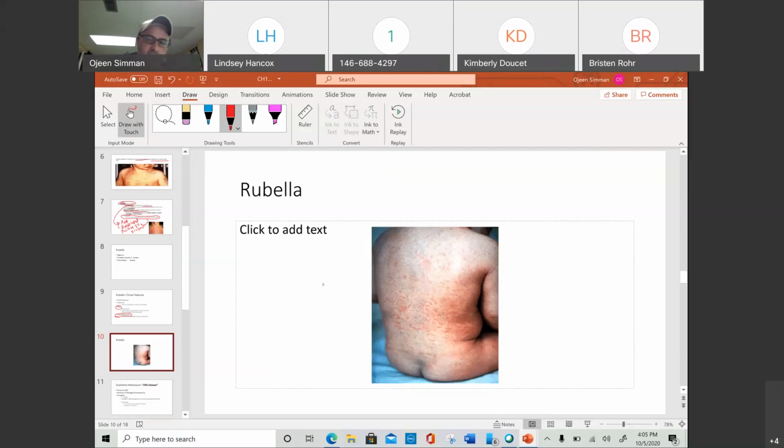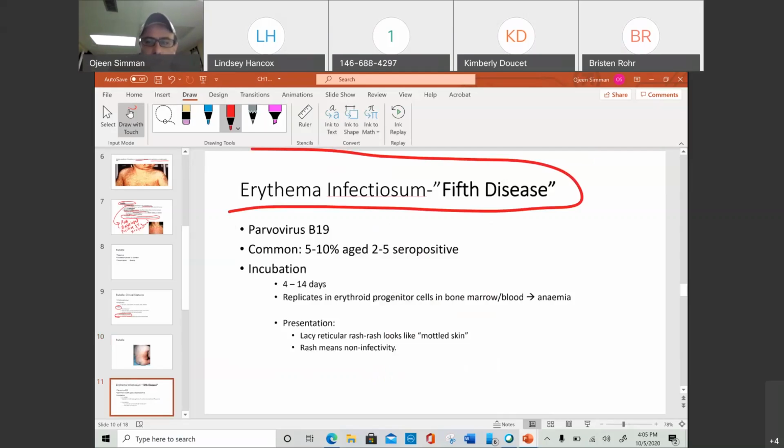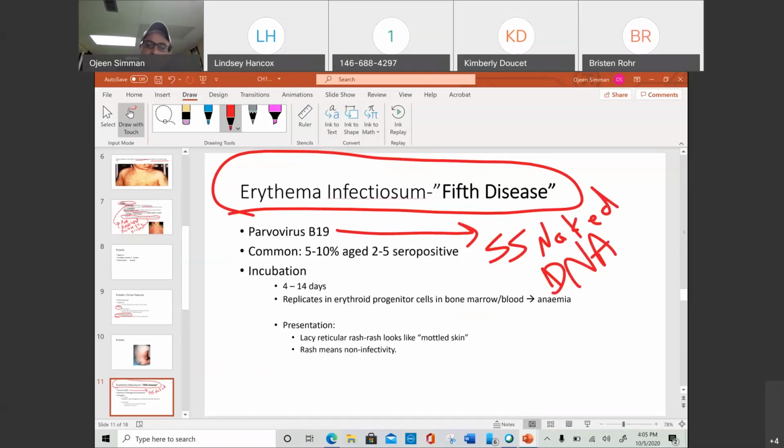Next one is called fifth disease, also known as erythema infectiosum. This is caused by parvo B19 virus, and parvo B19 virus is a single-stranded naked DNA virus.